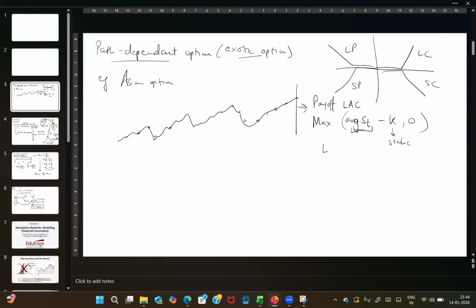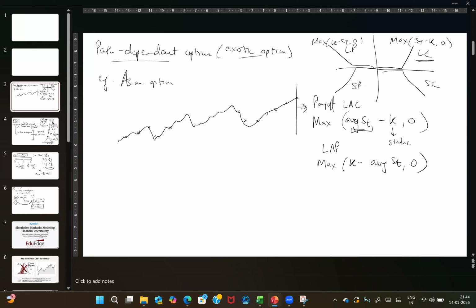Similarly, the payoff of a long Asian put will be max of K minus average of ST, comma 0. So very similar to a long call, right? For a long call, the payoff we know is max of ST minus K, comma 0. And for a long put, it's max of K minus ST, comma 0.